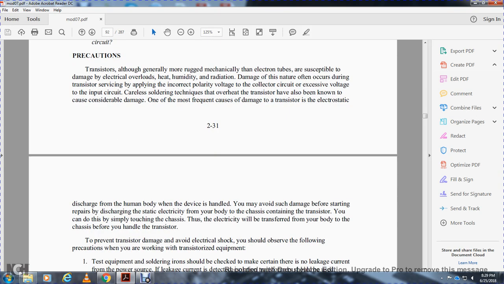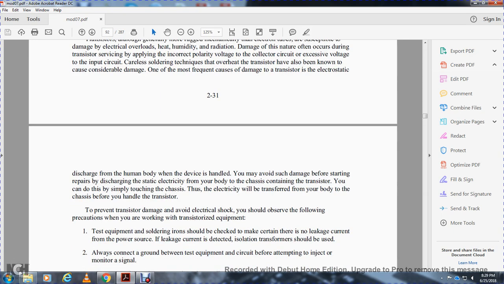You may avoid some of the damage before starting repairs by discharging the static electricity from your body, by touching the chassis and the container of the transistor. You can do this simply by touching the chassis. Thus, the electricity will be transferred from your body to the chassis before you handle the transistor. To prevent transistor damage, avoid electrical shock.